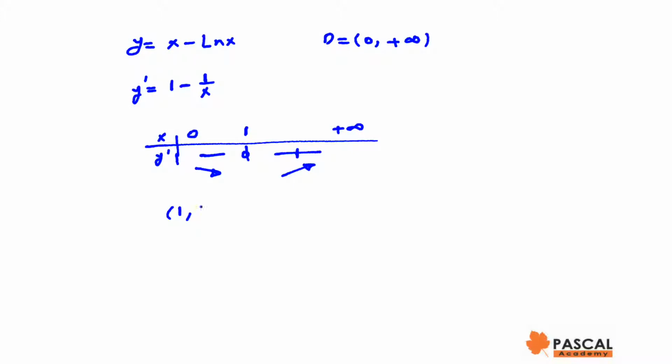At (1, 1), notice that ln 1 is 0, so this is the local minimum on the graph of the function.